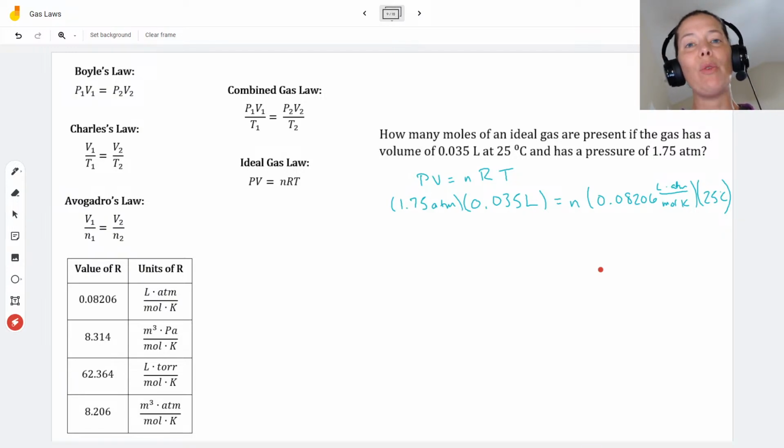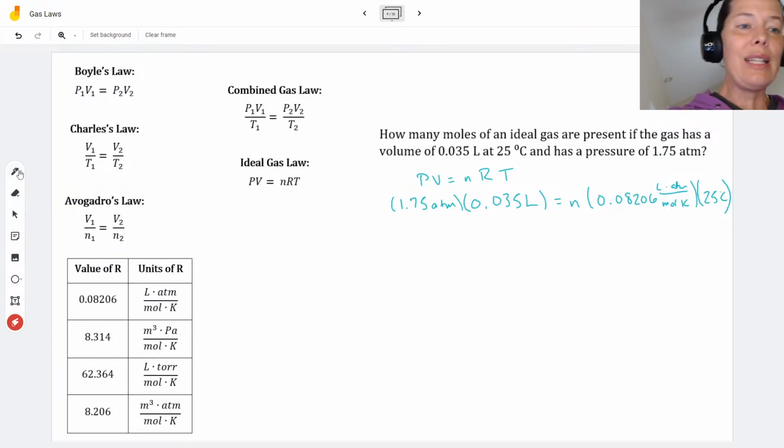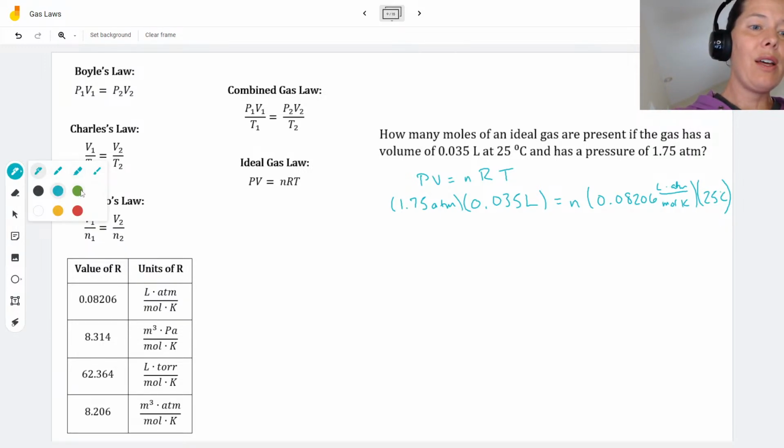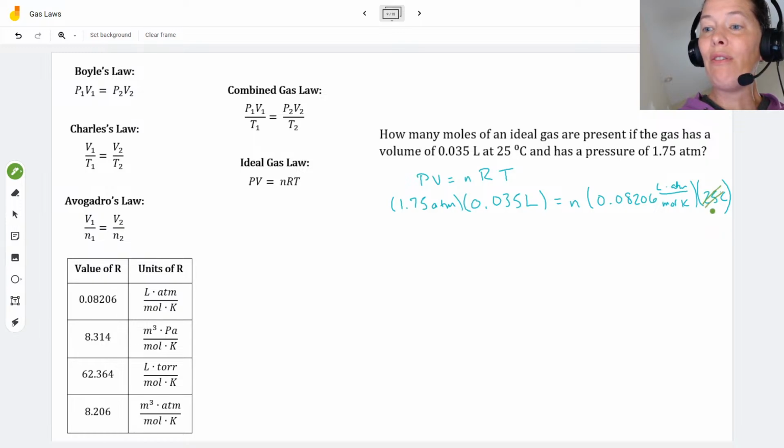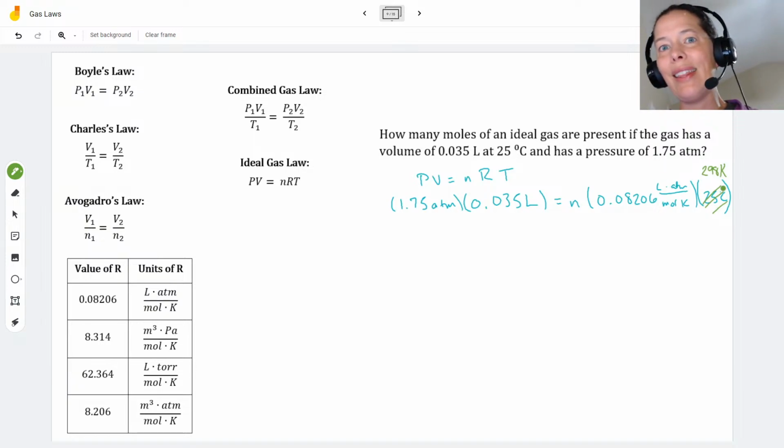We need to make sure we're using Kelvin because it is an absolute scale. So instead of using 25 degrees C, I need to convert that to Kelvin, so that is adding 273. I'm just going to squeeze in 298 K right there.